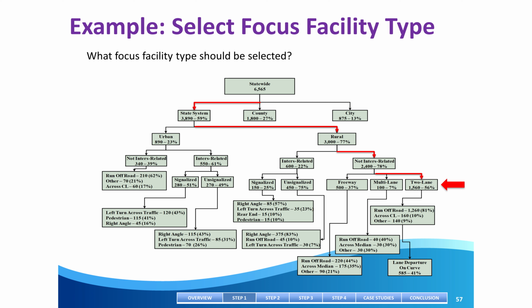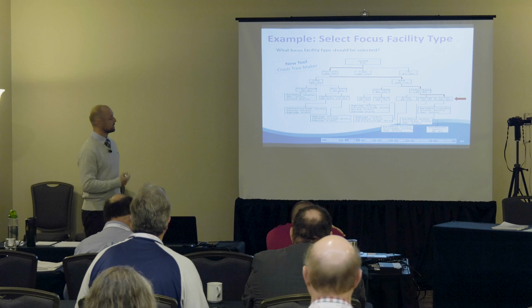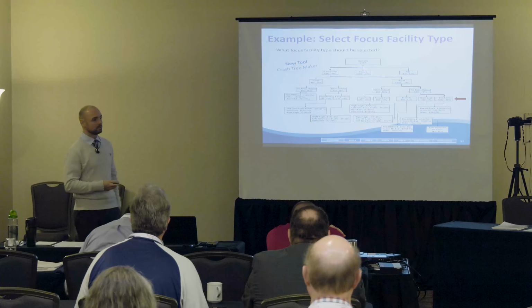And then beyond that, it's just confirming the proportion of crashes by type on those facilities. Oops. So it's showing that 81% of the crashes on these two-lane roads are runoff road. Another 10% are across the center line. So that's just confirming that, yes, we do have a pretty good focus crash type to look at on these two-lane facilities. So I mentioned the crash tool maker. If we have time at the end, I'll demonstrate that. But there is a tool available, and hopefully we can share that with everyone.